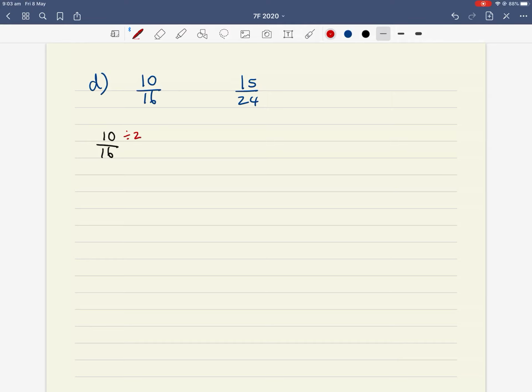So let's look at 10 over 16. As we said, they're both even, so we can divide top and bottom by 2, so we get 5 over 8. What about 15 over 24? We said that they're both divisible by 3, so you divide top and bottom by 3. 15 divided by 3 is 5, 24 divided by 3 is 8. Hey look, they both are the same fraction, 5 over 8. So therefore, we can say that 10 over 16 is equal to 15 over 24. Again, make sure your final answer is based off the original fractions given to you.